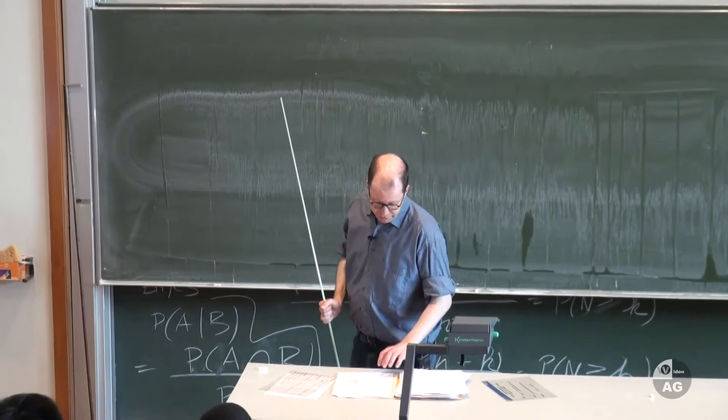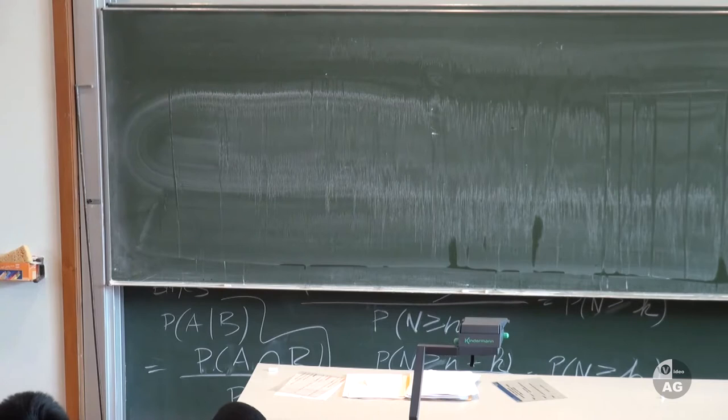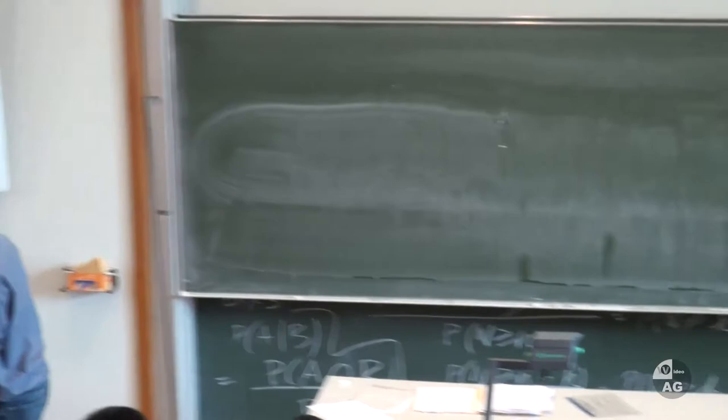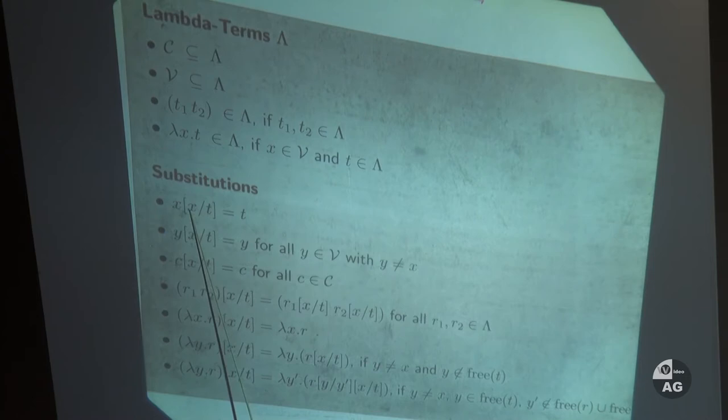And in order to introduce the semantics of lambda terms, we need the concept of substitution. And we defined this as well in the last lecture. So what does substitution mean? Substitution means that we replace free occurrences of a variable by a term. So this statement in square brackets is the substitution that replaces all free occurrences of the variable x by the term t.